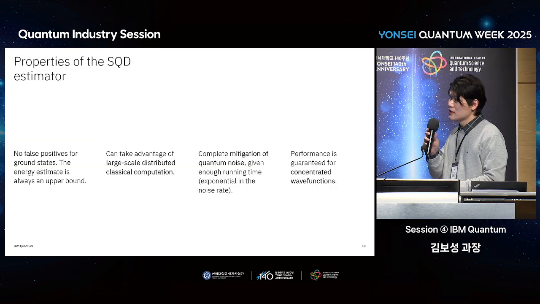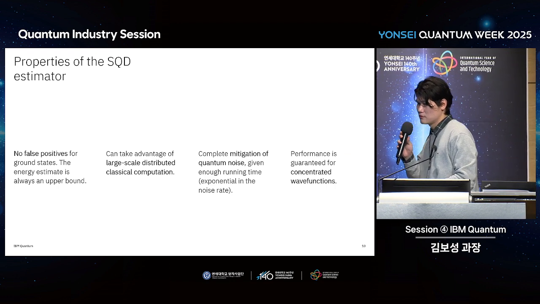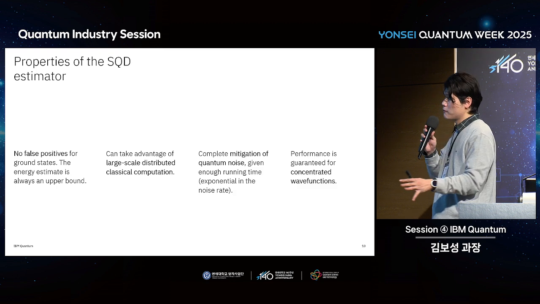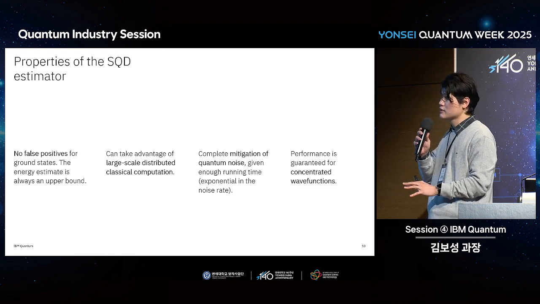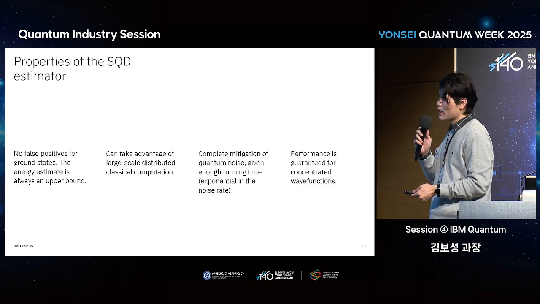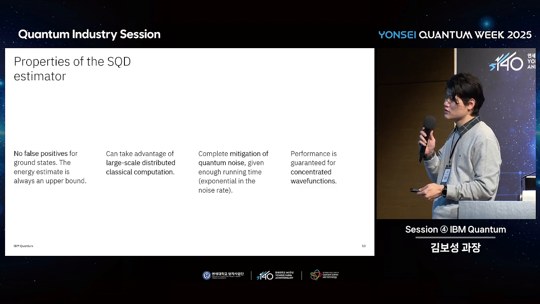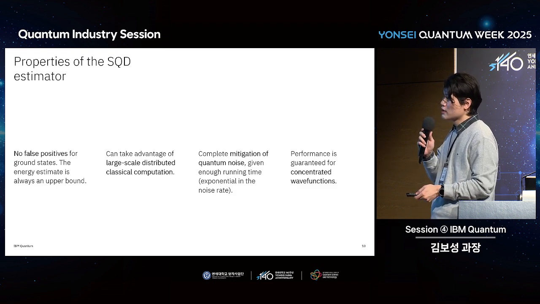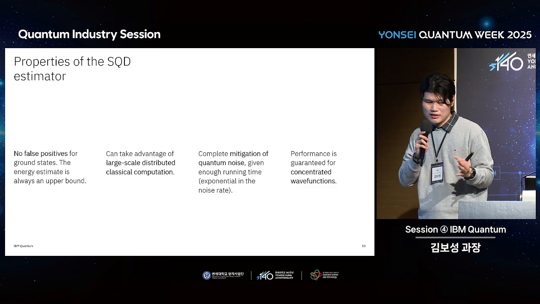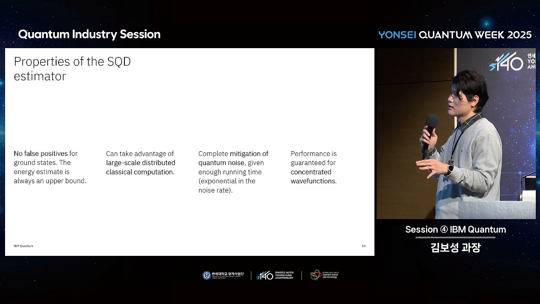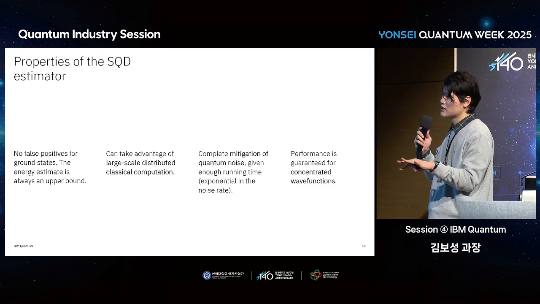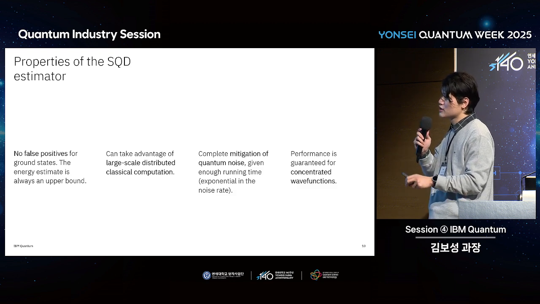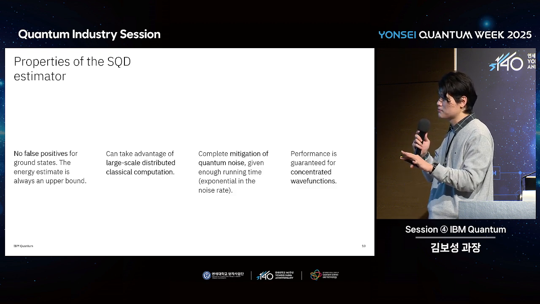So let me quickly introduce the properties of the SQD estimator first. Here, we have four specific characteristics of the SQD. The first one is that we have no false positives for the ground states. This is the intrinsic characteristic of this whole SQD workflow. Here the energy estimate is always an upper bound, so we don't need to worry about finding a false ground state energy. So that is one characteristic obtained from its theoretical property.